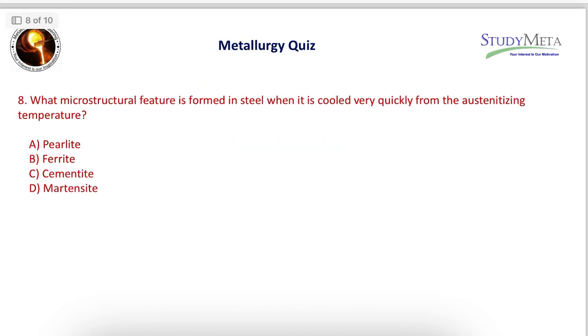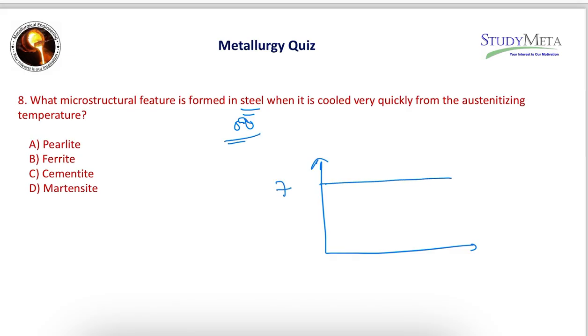Next question is number 8. What microstructural feature is formed in steel when it is cooled very quickly from austenitizing temperature? So let's take a steel here, which is a 0.8% carbon steel, which is eutectoid steel. The critical temperature here is 723, which we also call A1 here. And when you go above the austenitizing temperature, let's go into the austenite region, heat to the austenite region and hold for some time, and then you can quench.